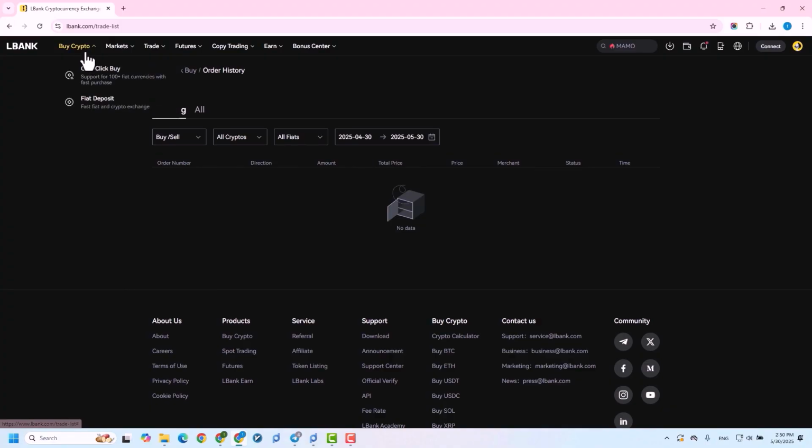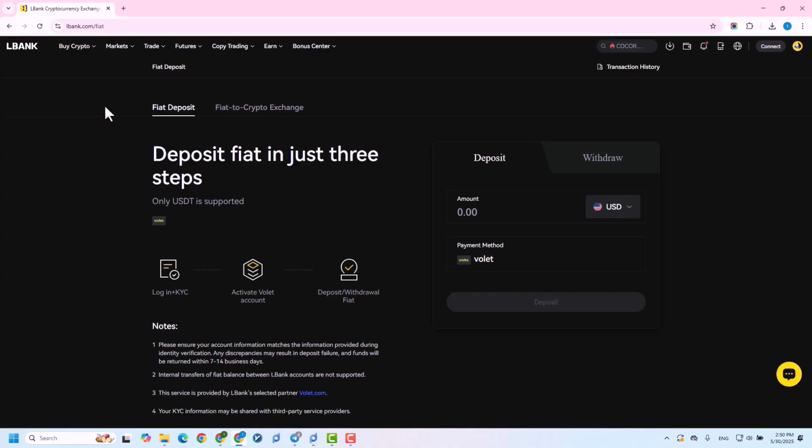The next part is related to fiat deposit. In this section of the LBank Exchange, traders are able to directly fund their accounts using fiat currencies such as USD, EUR, and others, and then receive the equivalent amount in Tether, USDT. It should be noted, however, that currently only USDT is supported as the destination cryptocurrency. Everything in this section is done simply and quickly in 3 steps.